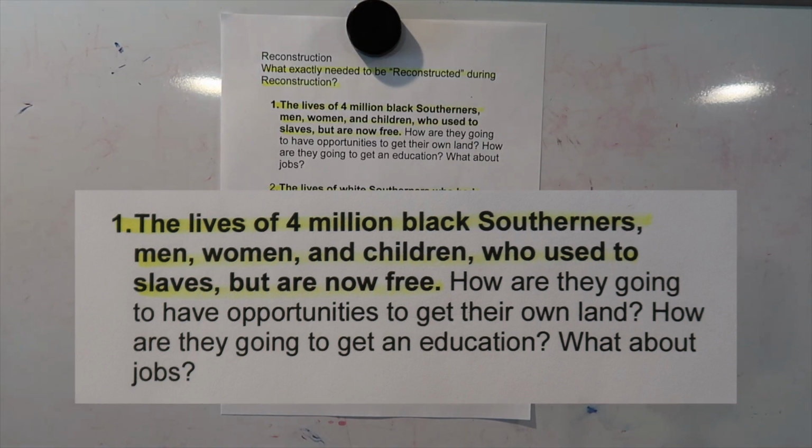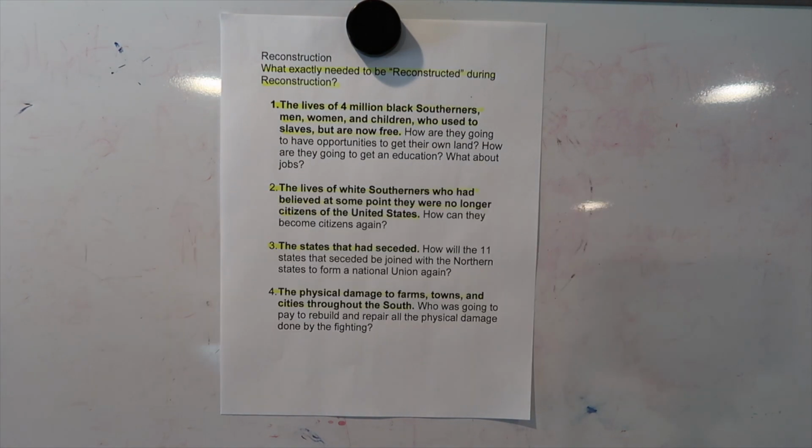So when you think about that, you now have 4 million people who used to be slaves, had no rights, mostly no education, no land, but now they're free. The question is, how are they going to have opportunities to get their own land? Didn't have money, didn't have education. How are they going to get an education? What about jobs? So all these are part of the first part of Reconstruction: how are you going to reconstruct the lives of slaves and build them into being free people? What kind of assistance are they going to need? That needed to be figured out during this Reconstruction period.